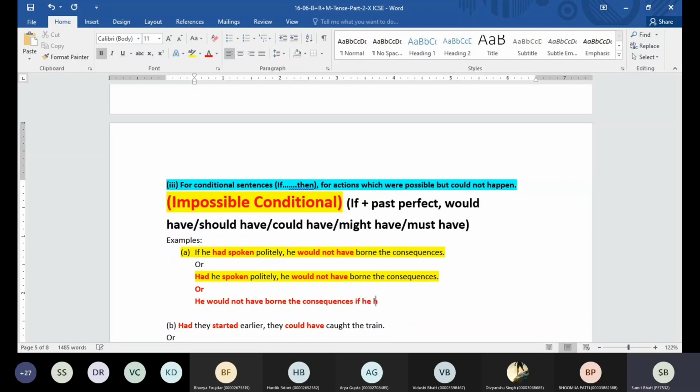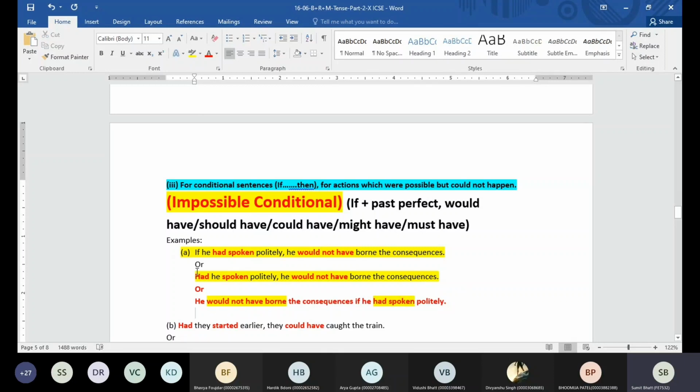Okay, we can say if he had spoken politely. There is no change in the meaning, guys. It's just would not have. We are putting the result first, and after that we are putting the conditional. Conditional is if he had spoken politely. Okay, so either way we can make the sentence.